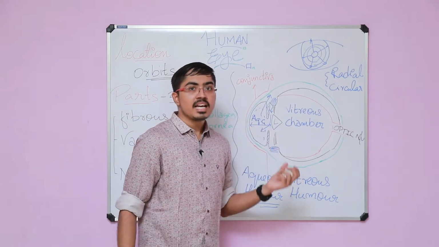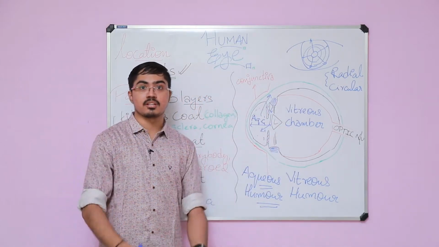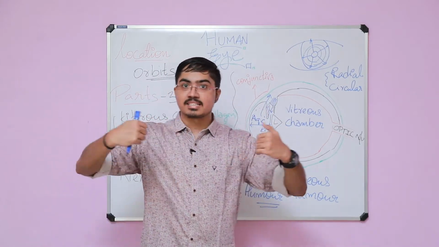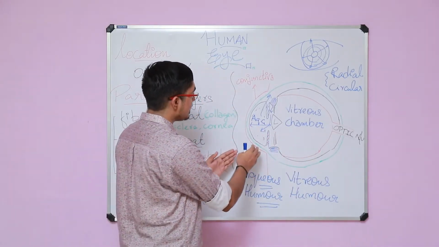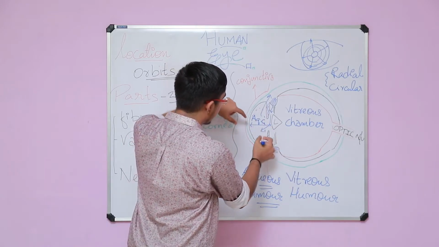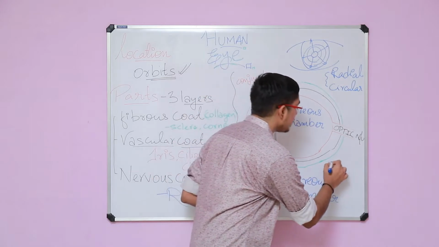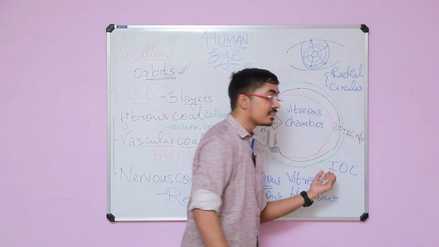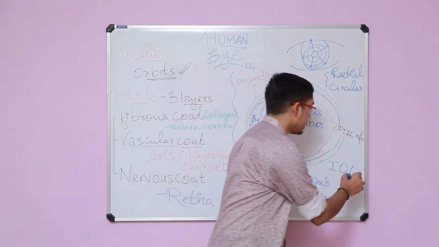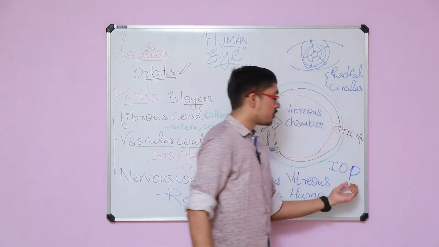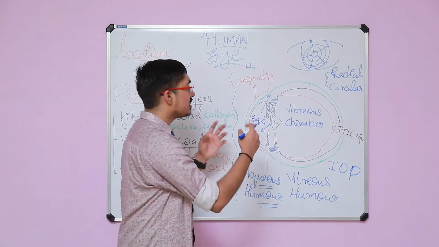Since this is a fluid, it will exert a pressure on the eyeball. Just like you say that blood is flowing through your arteries and veins, it will actually exert a lateral pressure on the arteries. Now that is called blood pressure. Likewise, this fluid is going to exert a pressure on the eyeball, and that is called intraocular pressure. Intra means within, ocular means the eyeball, and intraocular pressure, P for pressure. So it is the pressure which is exerted by the aqueous humor on the eyeball.